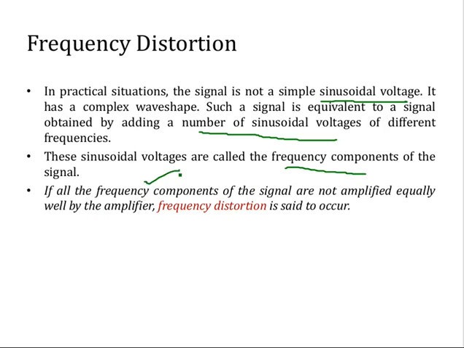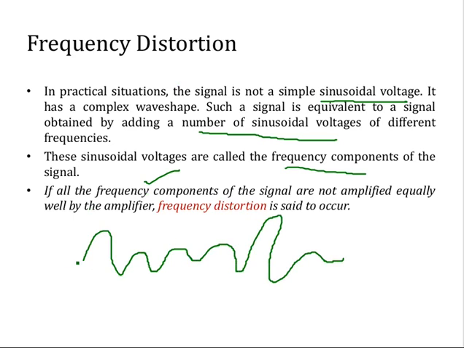If all the frequency components of the signal are not amplified equally well by the amplifier, then frequency distortion is said to occur. That is, there may be many frequency components which are added together to form a particular signal. Suppose this is a signal with different amplitudes. One cycle, if you take it, will be a combination of different frequencies which are summed up to produce a particular signal. So if all the frequency components of this particular signal are not being amplified equally, then frequency distortion is said to occur.